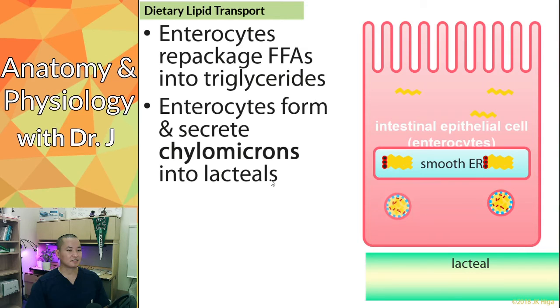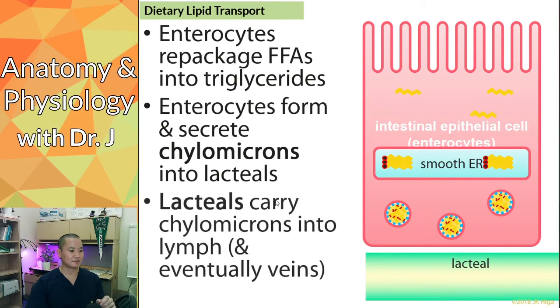And now they're going to make these special little bubbles called chylomicrons. And this is how you get these lipids into the lacteals. They're not just going to take the fatty acids and dump them raw, just as is, into the lymphatics. They're actually going to make them into special packages, these chylomicrons. And these lacteals carry these chylomicrons into your lymph and eventually your veins.